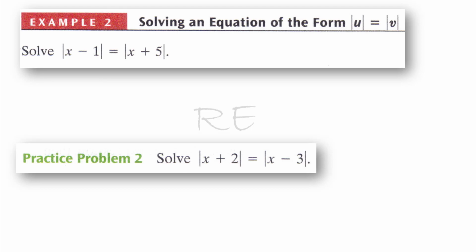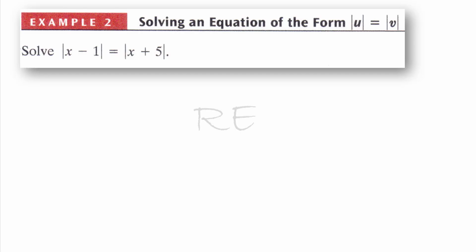If the absolute value of u is equal to the absolute value of v, then technically we will have plus or minus u is equal to plus or minus v, which means u is equal to v, or u equal to negative v, or negative u equal to v, or negative u equal to negative v.